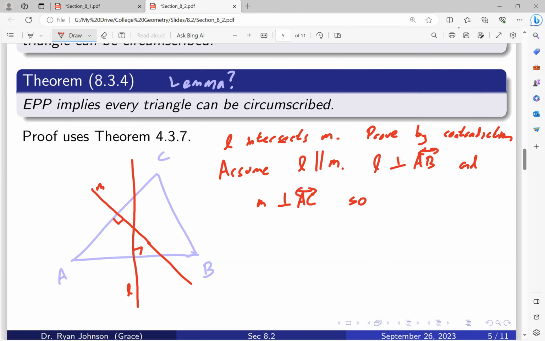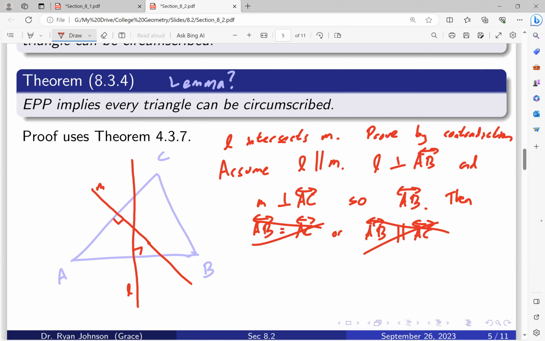So that means that AB is either equal to or parallel to AC, because we're in Euclidean land. But this is absurd because it's a triangle. Then AB equals AC, or AB is parallel to AC. They can't be parallel because they share a point, and they can't be equal because it's a triangle. So absurd. So they must touch.